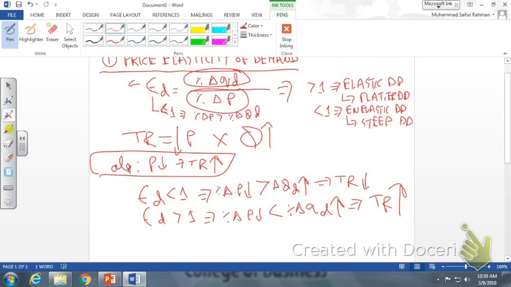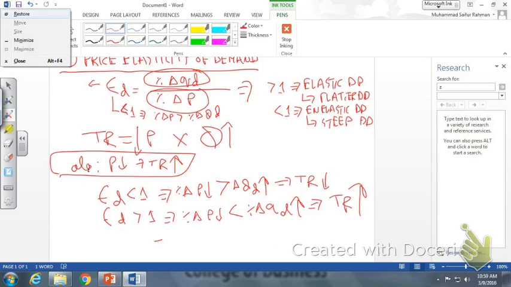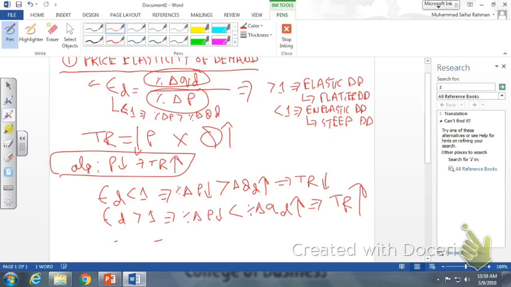Finally, we could have a situation where your price elasticity of demand is just equal to 1, which means that the percentage change in price is equal to the percentage change in quantity demanded, which means that the downward pressure on price is exactly equal to the upward pressure in quantity demanded, which causes your total revenue to remain unchanged.